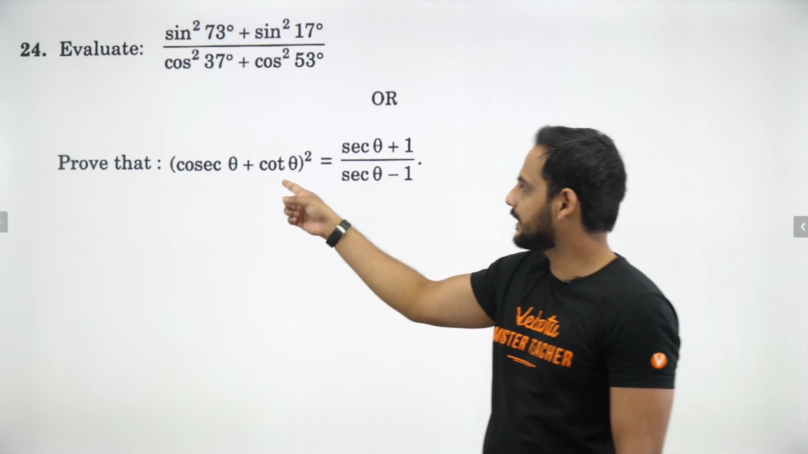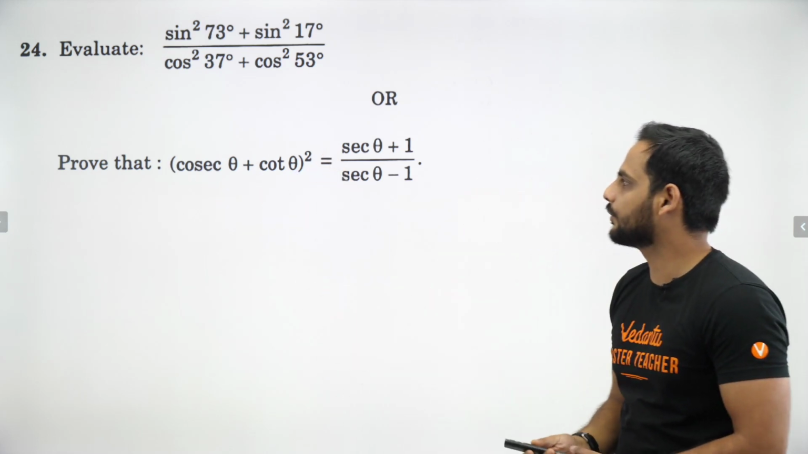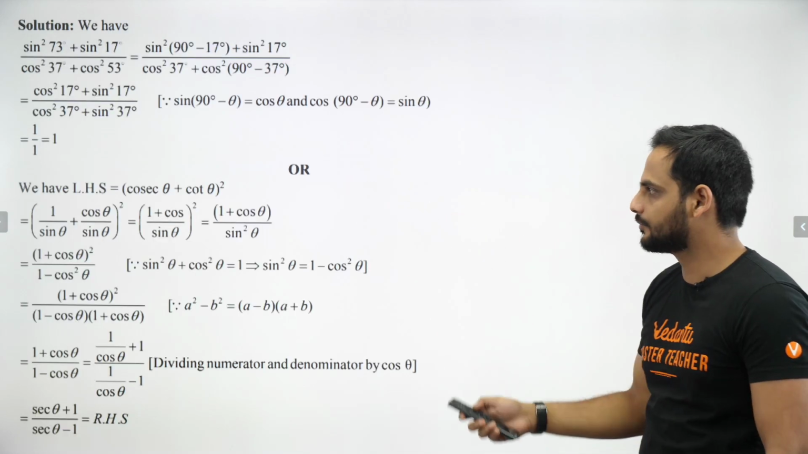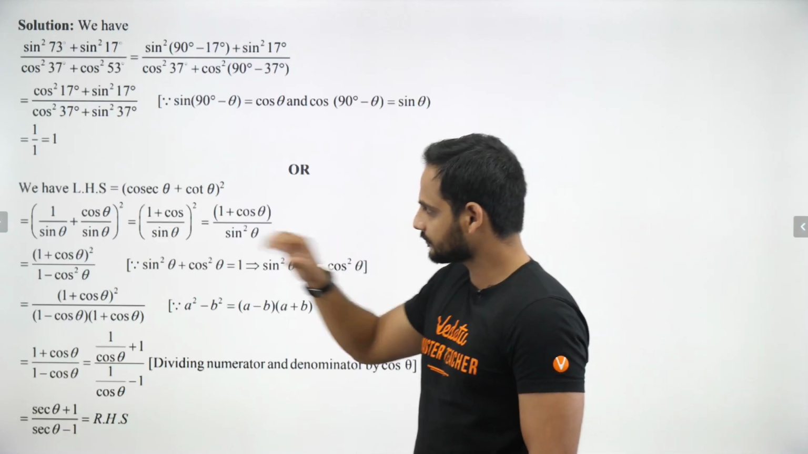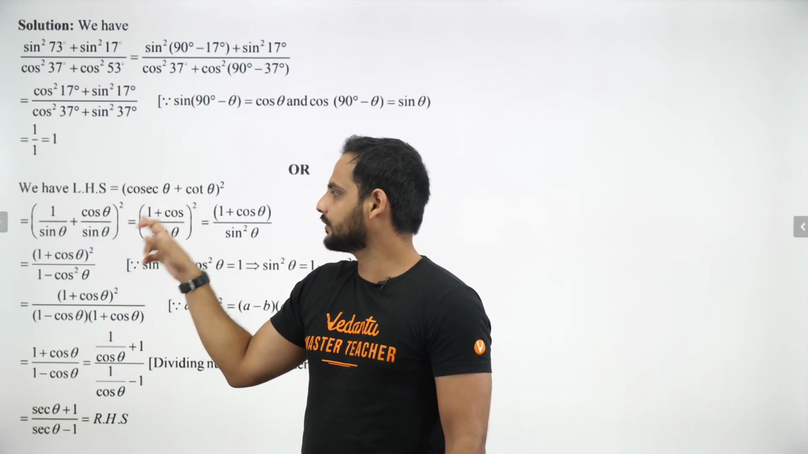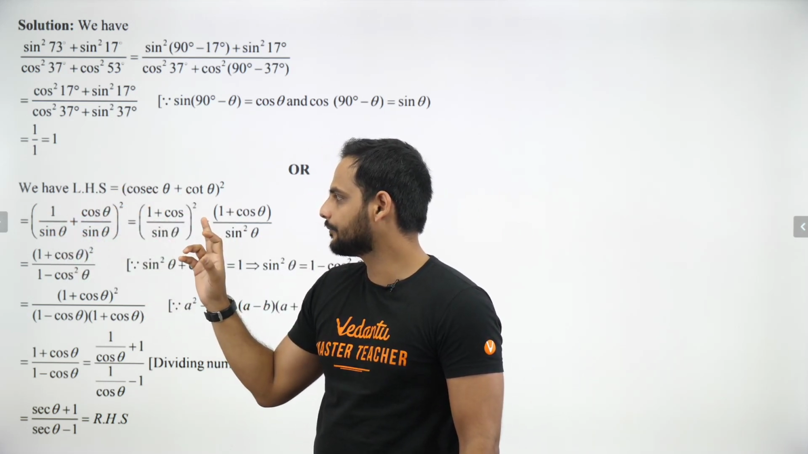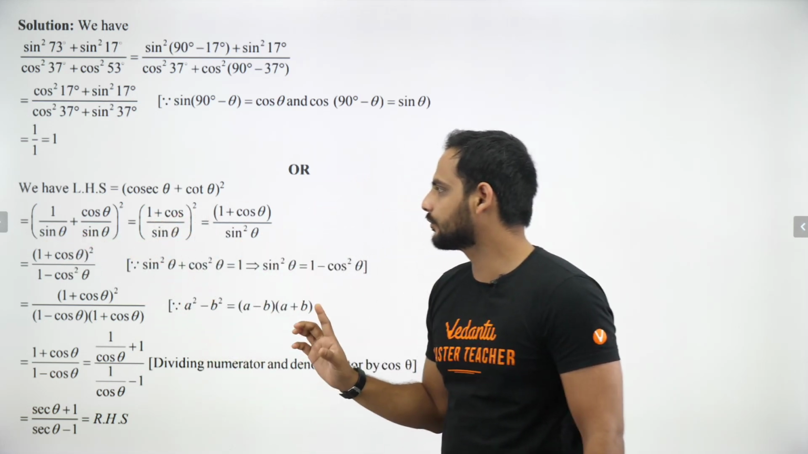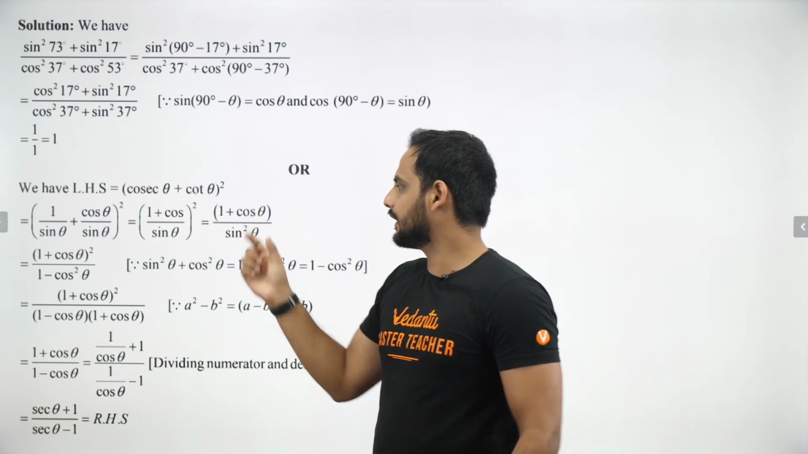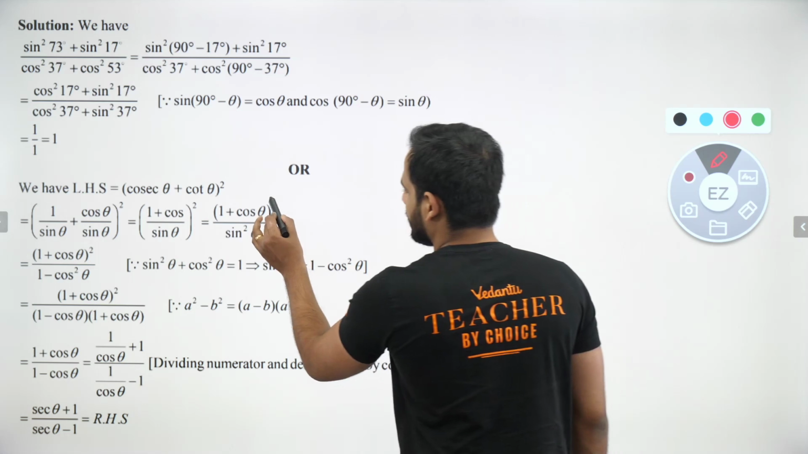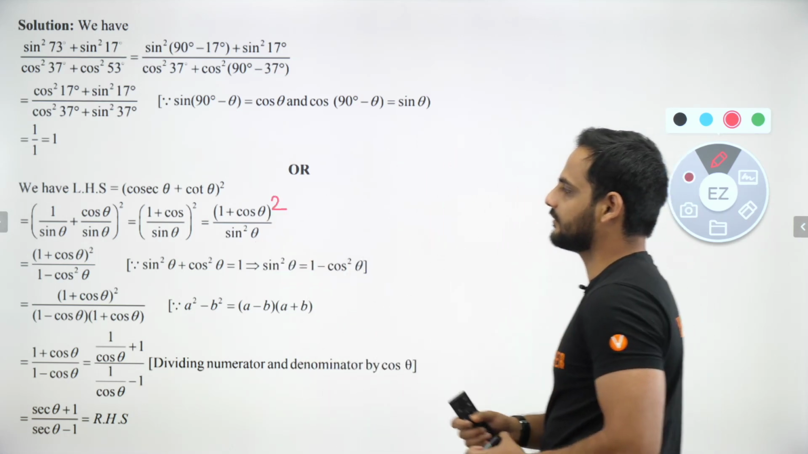Sabash. यहाँ पे देख लो, cosec theta plus cot theta whole square is equal to this, you have to prove. याद रखना, this we have to prove. So we'll try to go towards this part. क्या करेंगे? We will open the bracket. Cosec theta is 1 by sin theta plus cot theta is cos theta by sin theta, whole square. Sin theta is the common denominator. You have 1 plus cos theta by sin theta whole square. This is 1 plus cos theta whole square divided by sin square theta.